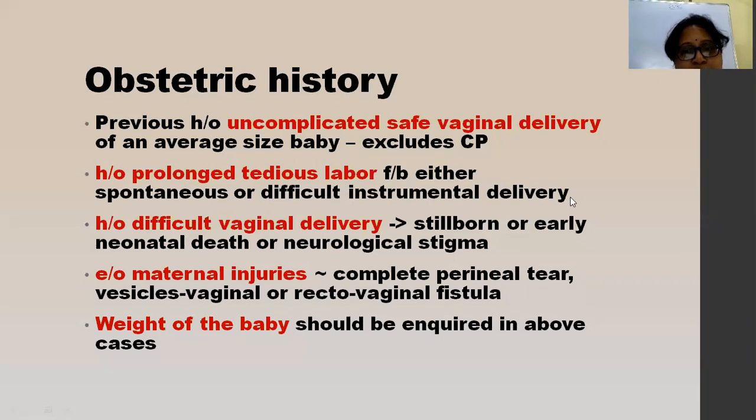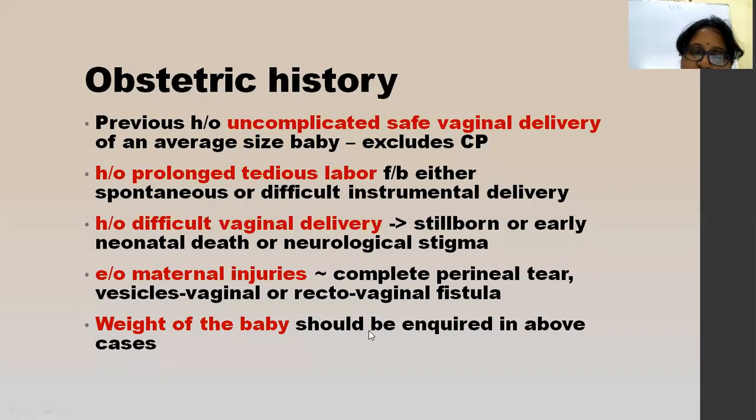or difficult instrumental delivery, it will indicate CP, or any history of difficult vaginal delivery with a stillborn baby, or if there is any early neonatal death, or the baby has any neurological stigma, then it also indicates that there is some problem with the pelvis. Next, any evidence of maternal injuries, like when the mother has any complete perineal tear, any vesicovaginal or rectovaginal fistulas following the delivery of the baby, even then it indicates contracted pelvis.